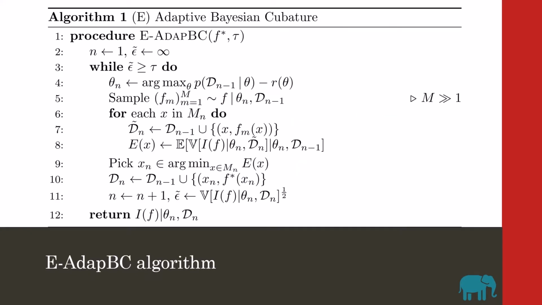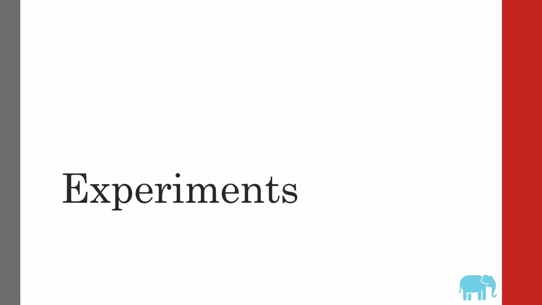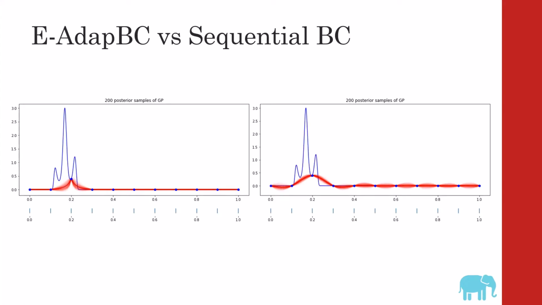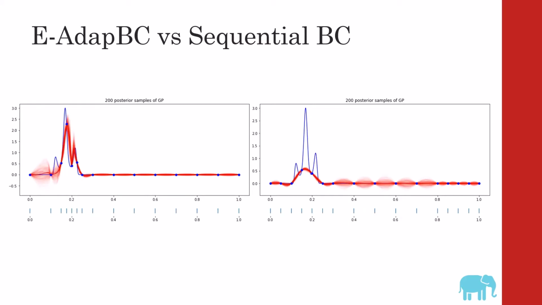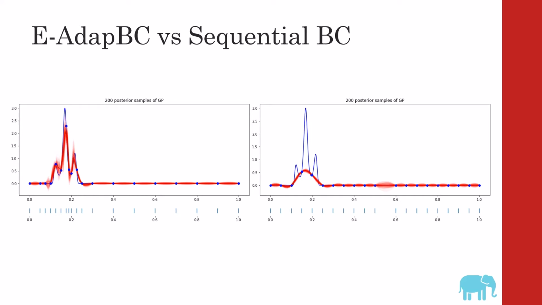So you can just replace the stationary Gaussian process model with a non-stationary convolutional Gaussian process model, and you get a new adaptive Bayesian cubature method, using the sequential procedure as previously discussed, called eAdaptBC. Now moving on to experiments. This is an example comparing the eAdaptBC method versus the sequential BC method that uses the stationary Gaussian process. On the left we have the eAdaptBC method, on the right the sequential. If we proceed, we can see that the eAdaptBC method discovers the region that is difficult to approximate, whilst the sequential BC method does not.